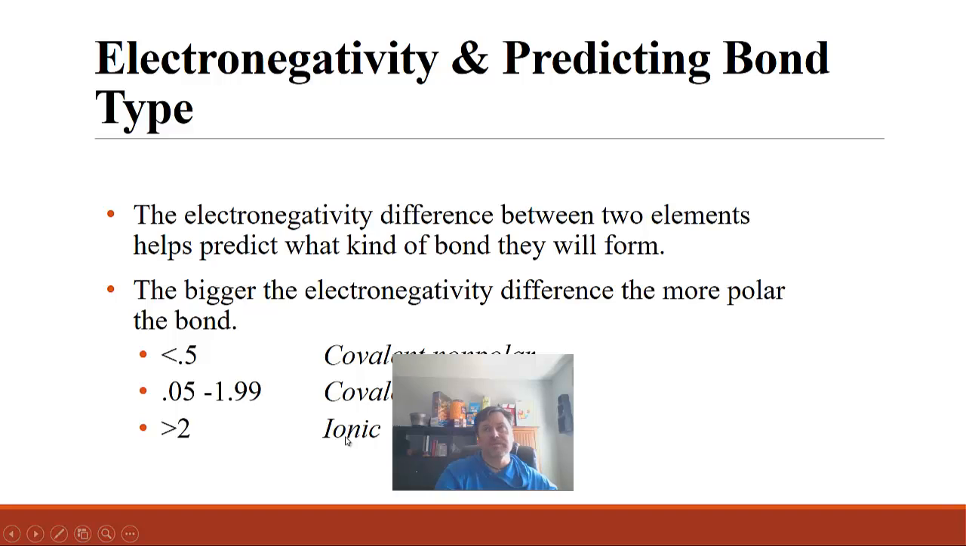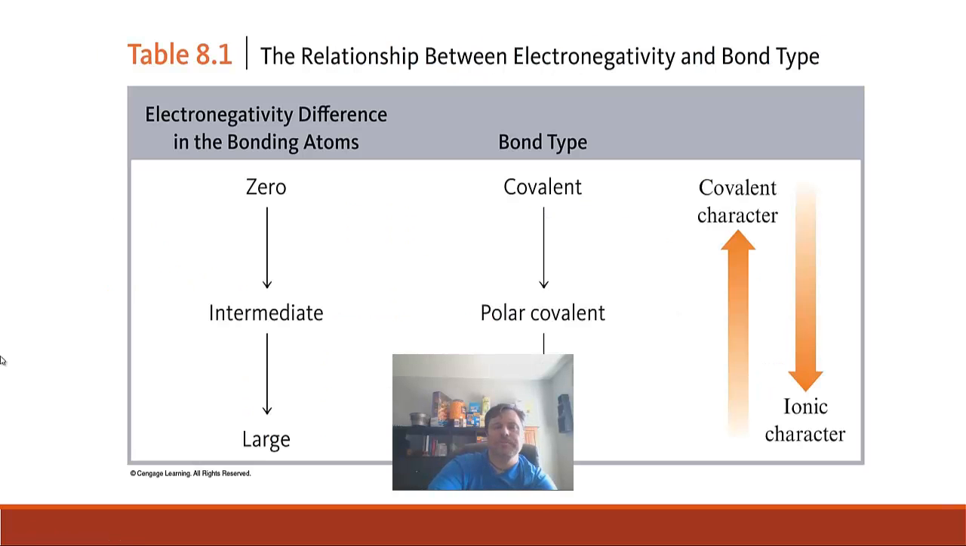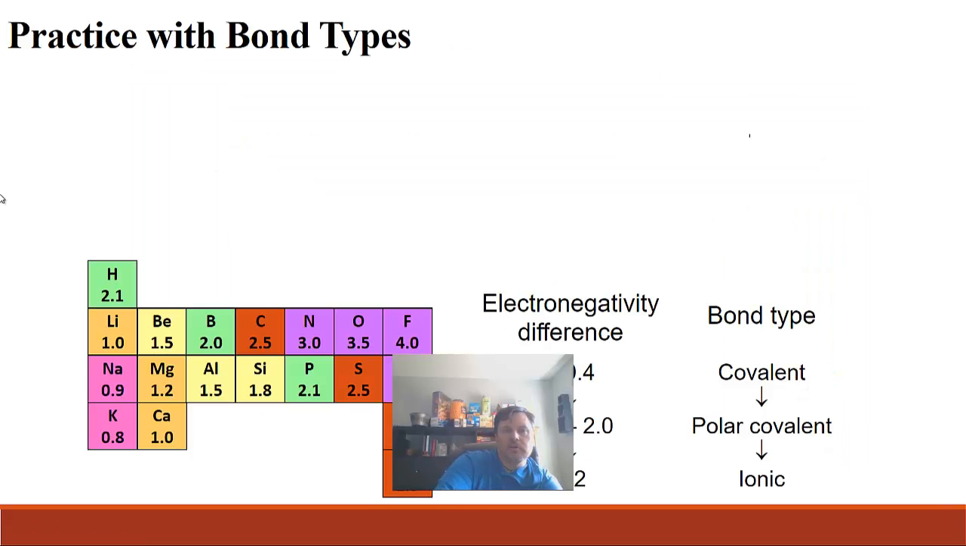It's really always, remember, easy to tell ionic because you've got a metal and a non-metal. The idea is the greater the electronegativity difference between non-metals, the more likely it is to be polar. And that's all this image is showing you there. And so, a little practice here.